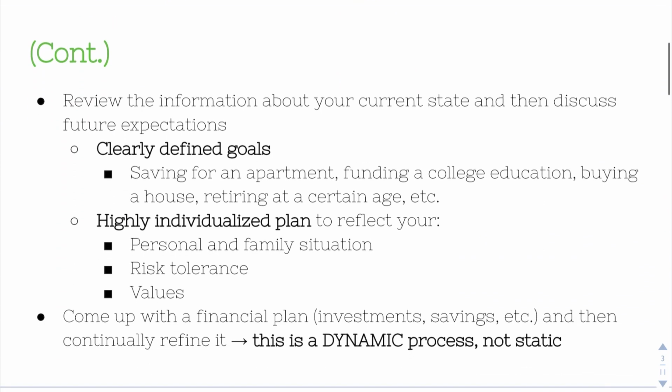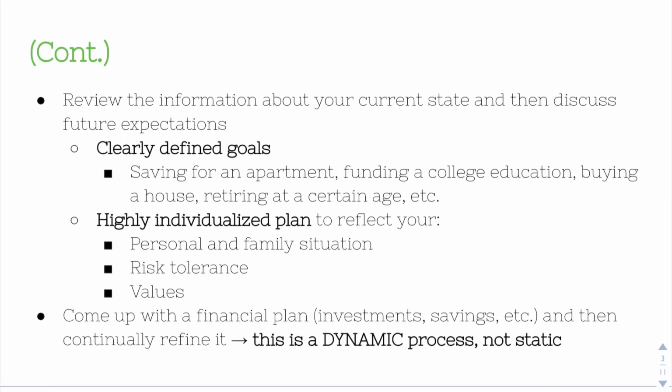After we've done that, we're going to review the information about the person's current state and then discuss future expectations. So the most important part is to have clearly defined goals. You really want to know what you're aiming for. So are you trying to save for an apartment? Are you trying to fund a college education? Are you looking to buy a house? Are you looking to retire at a certain age? All of this will affect how your savings and investing strategy is determined, so it's important to be upfront about what you want.